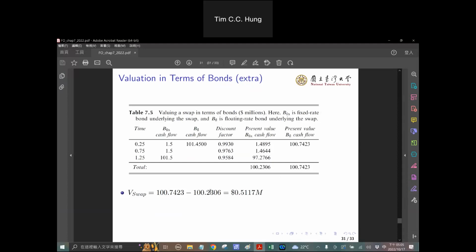What about the fixed payer? The fixed payer is paying 3%. Half a year is 1.5%, so it's paying $1.5 in 3 months, $1.5 in 9 months, and $101.5 in 15 months. So when we are doing the valuation in terms of bonds, you have to put back that principal so that it's really like a bond, and that's how the comparison can be fair.